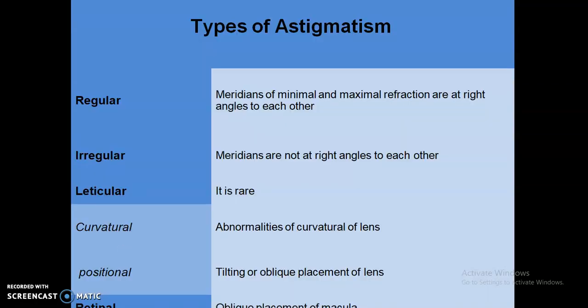The types of astigmatism are regular, irregular, lenticular, curvatural, positional, and retinal. Regular means the meridians of minimal and maximal refraction are at right angles to each other, and in irregular the meridians are not at right angles to each other. Lenticular is due to curvature abnormalities of the lens, then positional is tilting or oblique placement of the lens, and retinal is oblique placement of the macula.